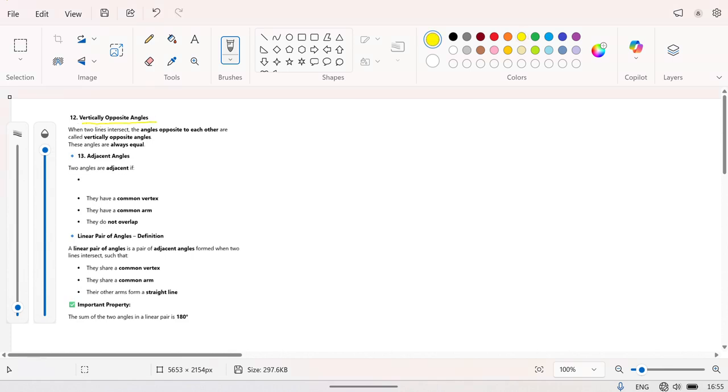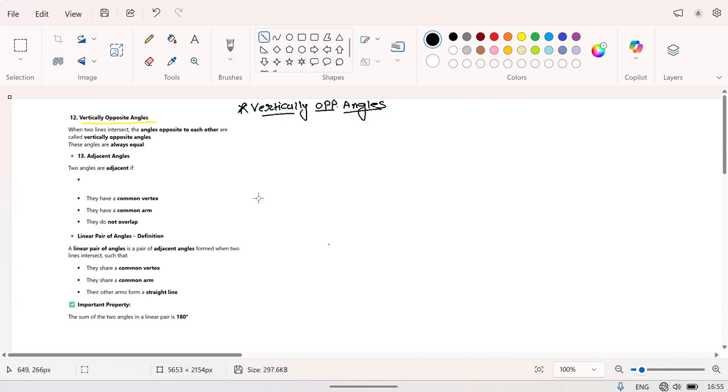So the first thing is the vertically opposite angle. Vertically opposite angles. It means that when two lines intersect, as we know, they create four angles.